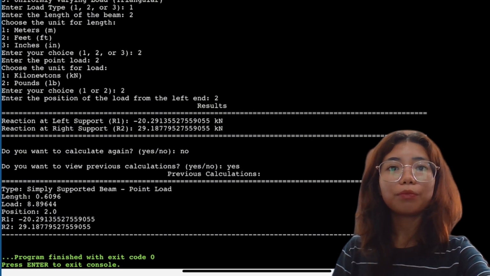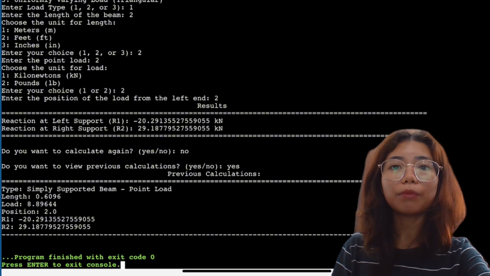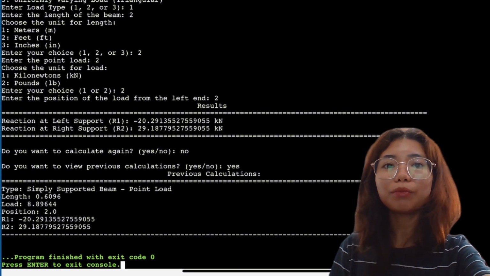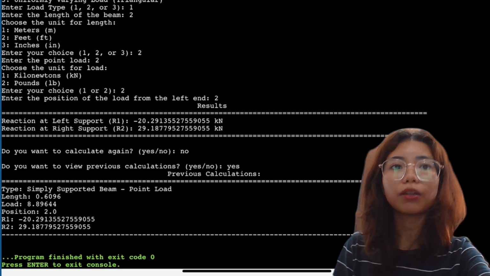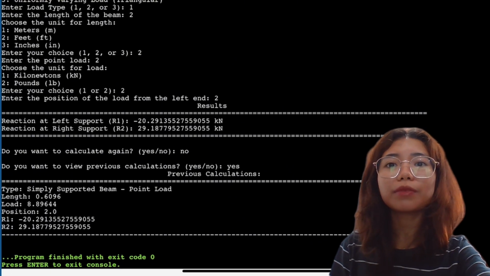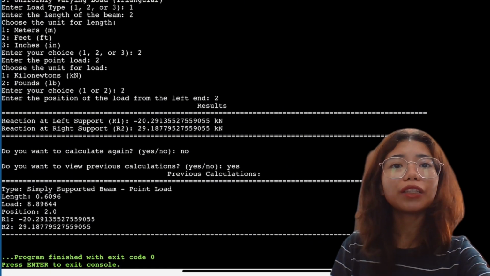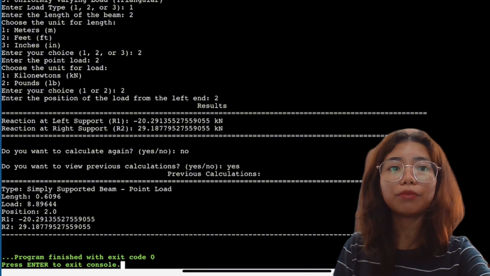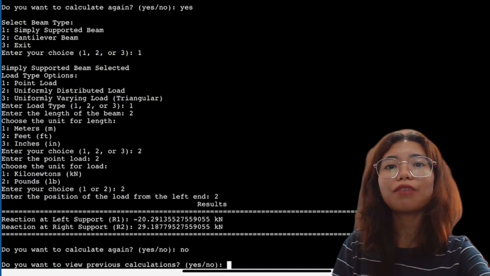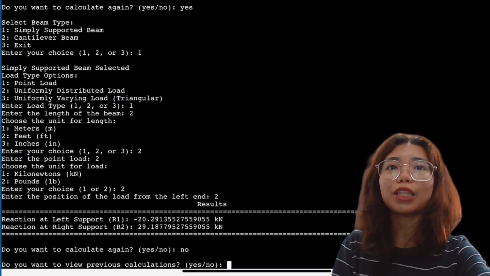That wraps up our beam load calculator presentation. With this Python-based program, users can perform structural beam analysis right from the console. This tool was developed to help civil engineering students better understand the fundamentals of beam reactions and moments in a visual, interactive, and educational way.